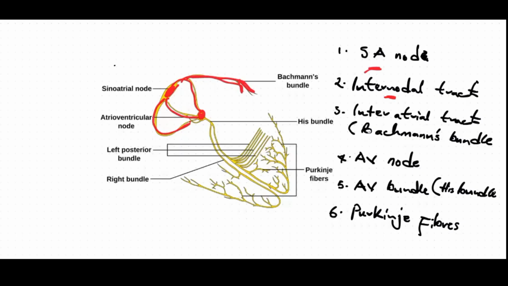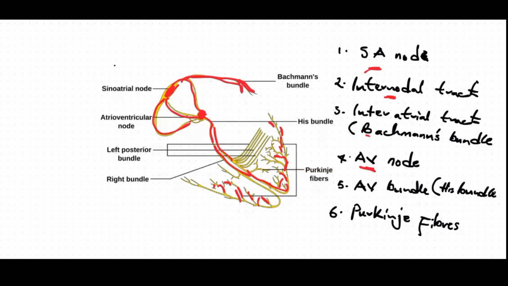Then next we have your AV node right here. The internodal tract connects your SA node and your AV node. Then we have your bundle of His or your AV bundle. Then we have your right and left branches. You can see them right here. Then we have your Purkinje fibers causing contraction of the ventricles. Without this electrical activity, your heart will stop working.